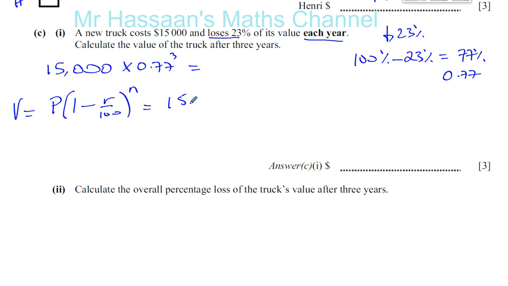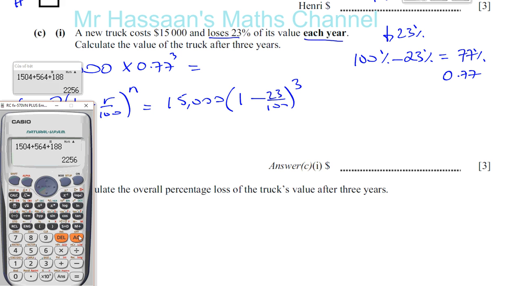That's the original value, 15,000, and you're going to have 1 minus 23 over 100, to the power of the number of years, 3. That will give you exactly the same thing as this, because 1 minus 23 over 100 is 1 minus 0.23, which is 0.77. So you get exactly the same thing. It's just that this is thinking and this is being a parrot. As long as you understand the formula, that's fine. Now, let's go.